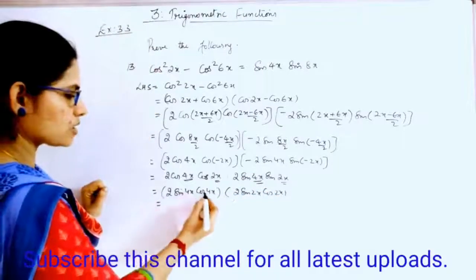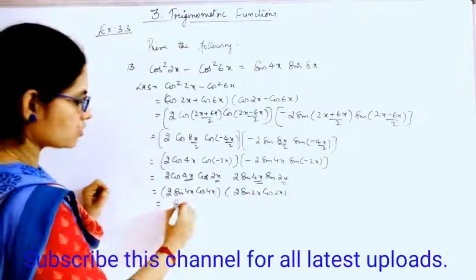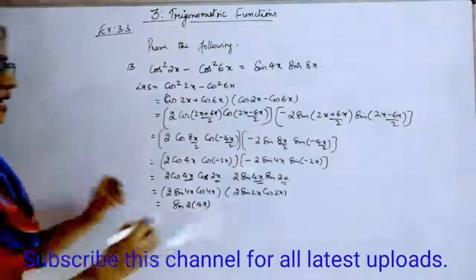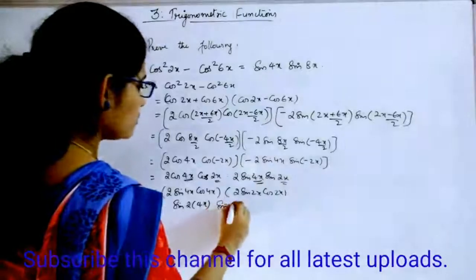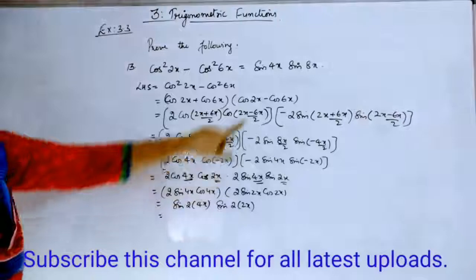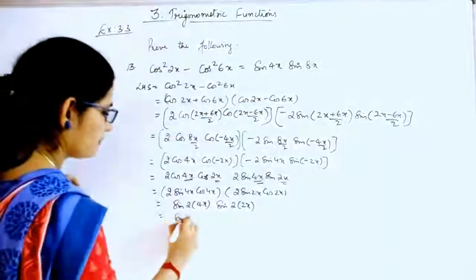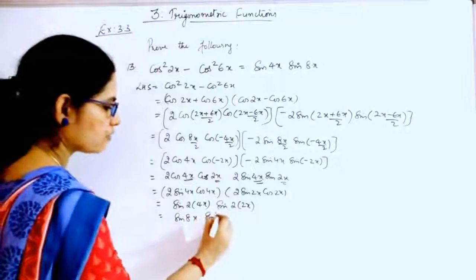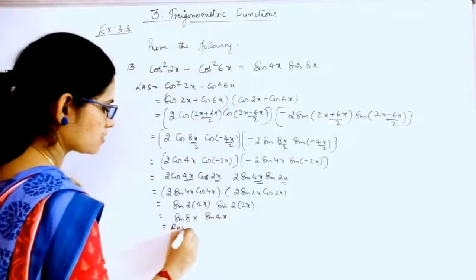Will give you how much? This is 2 sine a cos a, so it is sine 2a. So sine 2 into 4x. And the other one will give you sine 2 into 2x. 2 into 4x will give you sine 8x. And 2 into 2x will give you sine 4x. And this is your RHS.